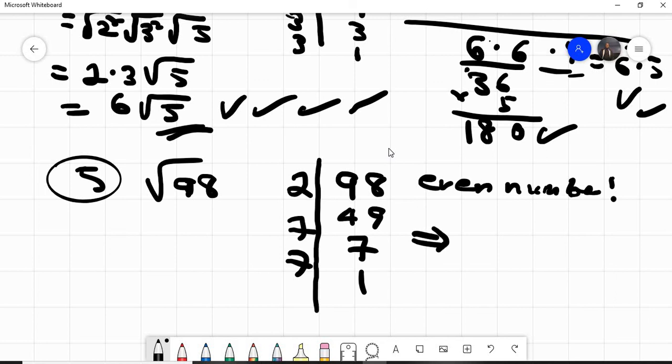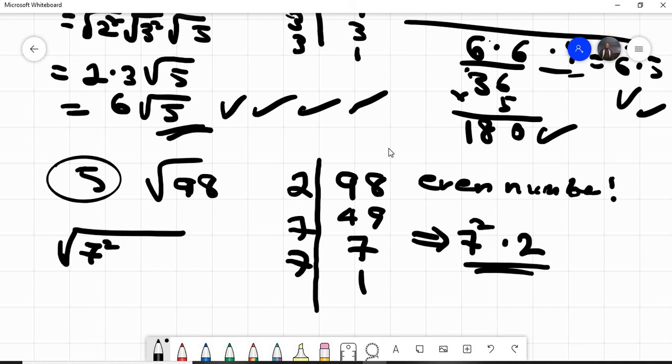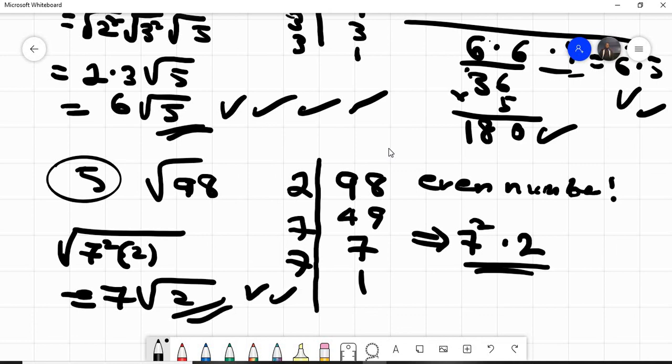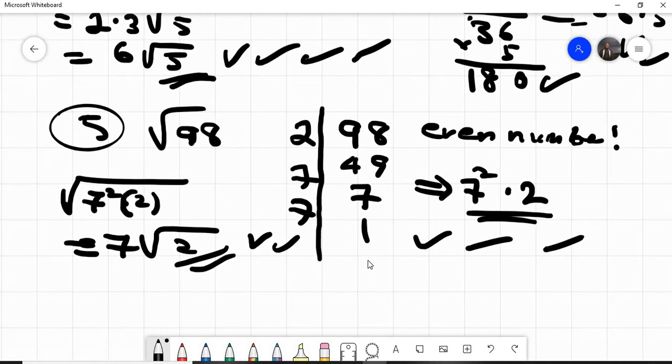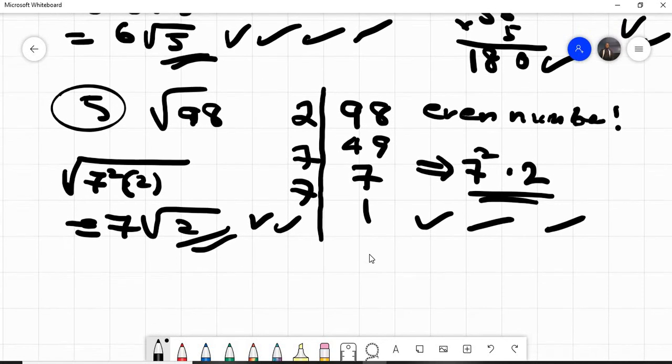So we're going to write 7 squared times 2. So inside we write 7 squared times 2, which is going to be 7 root 2. That's our final answer, which is correct. So simplifying radicals is very easy. Just play with the numbers. If we know our multiplication, it's going to be very, very easy. We know multiplication anyway. Alhamdulillah, that's good.